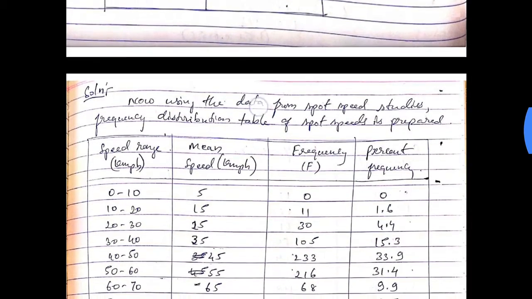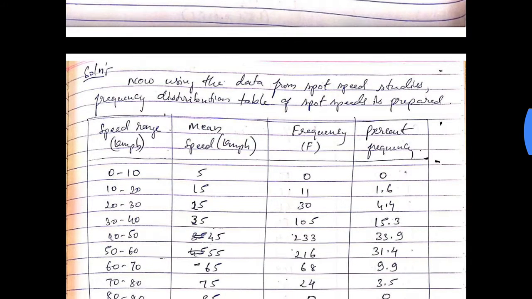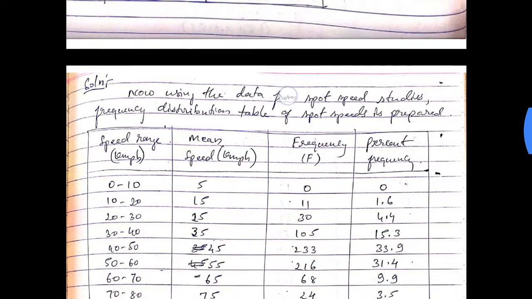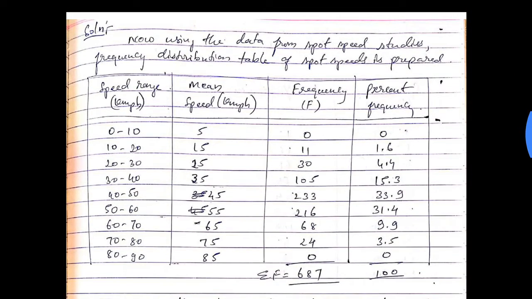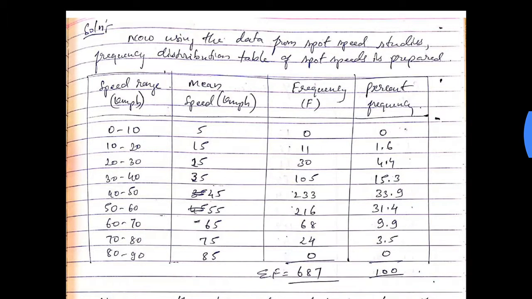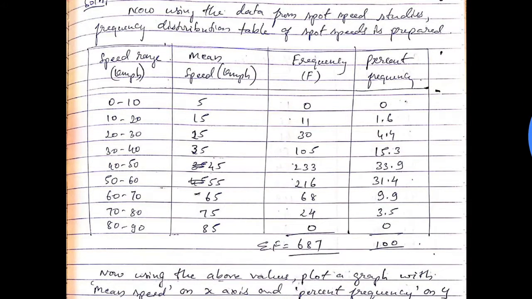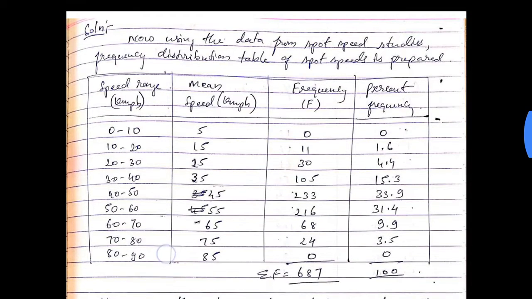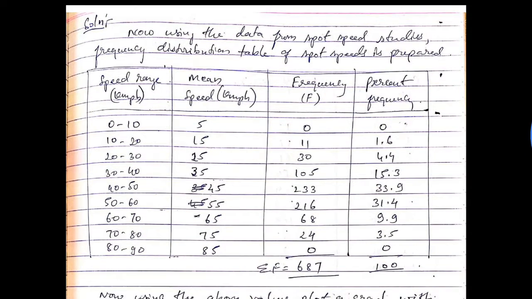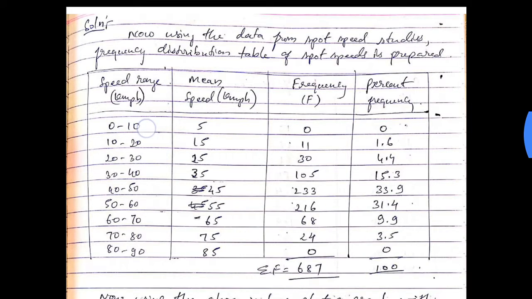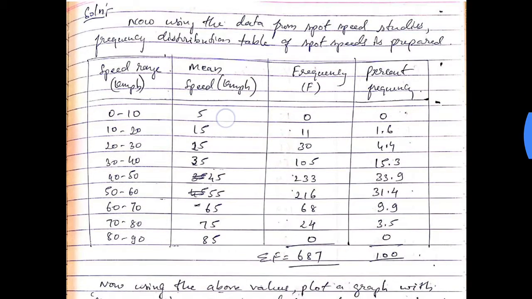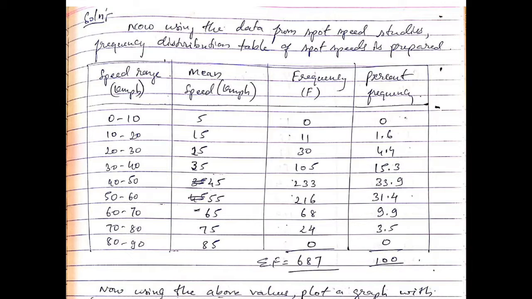Now using the data from the spot speed studies, a frequency distribution table of spot speeds is prepared. Here we have this data. Speed range, it is given in the question, 0 to 10, 10 to 20, up to 80 to 90. From this you can write down the mean speed. For 0 to 10, the mean speed would be 5 kmph. It is nothing but the average.